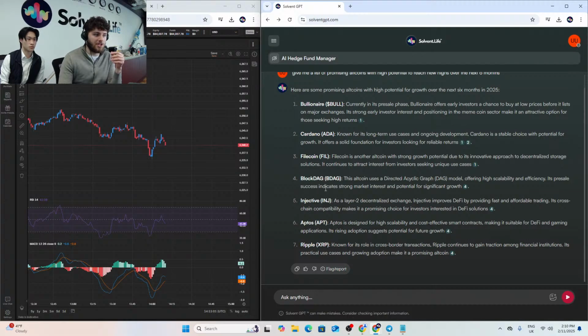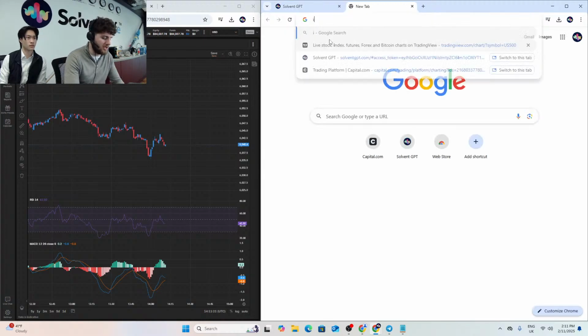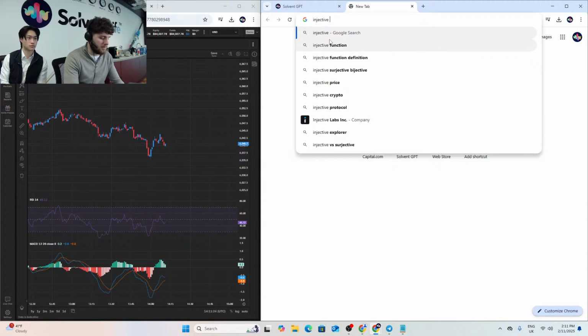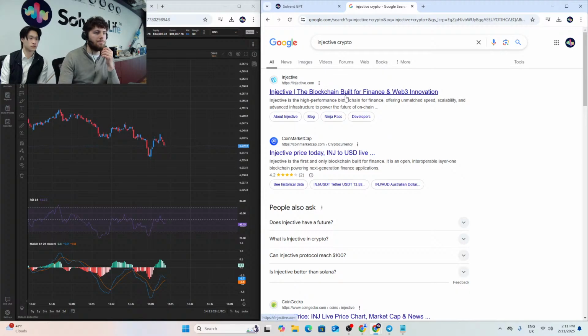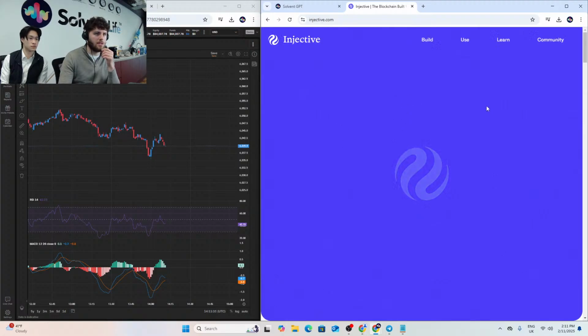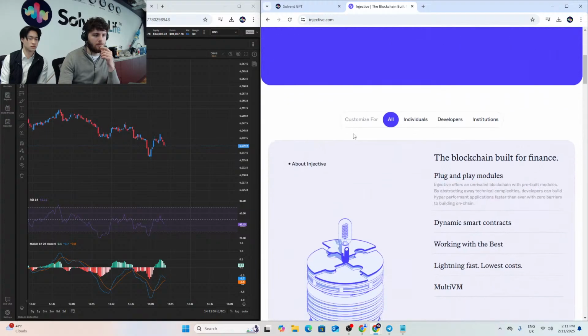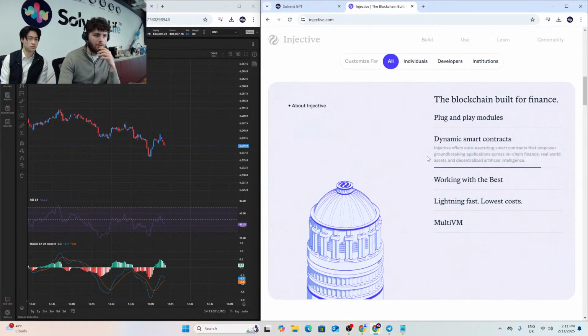Another one, we have Block DAG and Injective. Injective looks very interesting, actually. A layer 2 decentralized exchange improves decentralized finance by providing fast and affordable trading. Promising choice for investors interested in decentralized finance solutions. So Injective is potentially something we could do a bit of research into. Inject crypto. Blockchain built for finance and Web3 integration. Fantastic. So something I've never really heard of before.